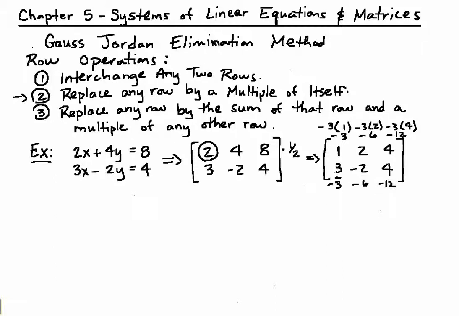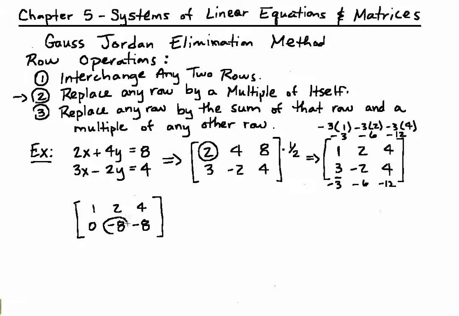And so you'll do your math. 3 plus -3 is 0. -2 minus 6 is -8. 4 minus 12 is also -8. And so the first column is done. And then you want to repeat that process for the second column.